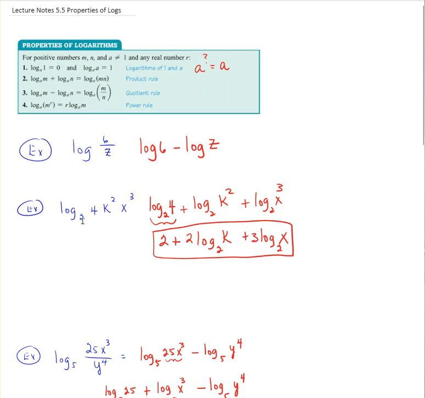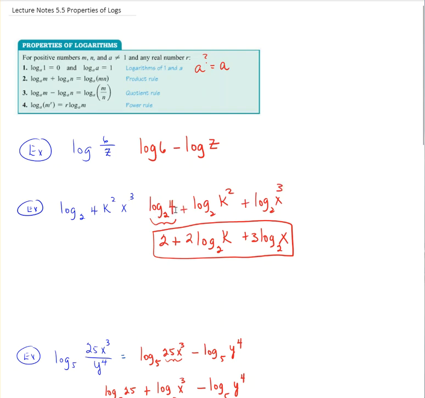If we have log base 2 of 4k squared x cubed, that whole thing is a product, so that's going to go to addition. So we'll write each one as a separate piece. Log base 2 of 4 plus log base 2 of k squared plus log base 2 of x cubed. Then we'll take the powers, and they'll go to the front. That's the last step for those two parts.